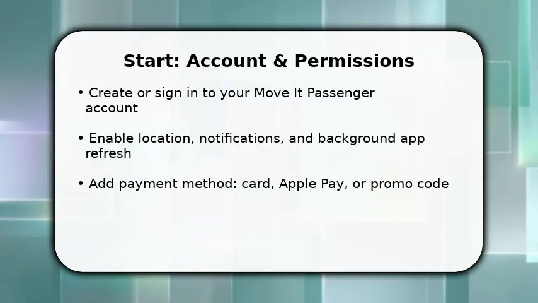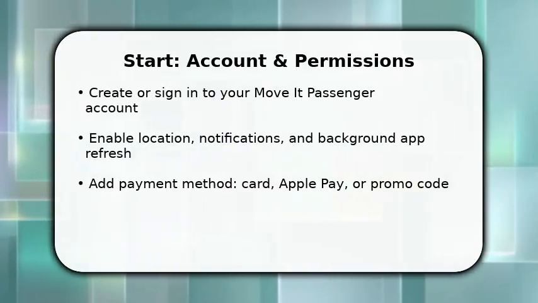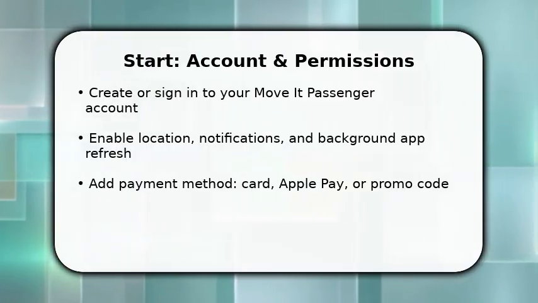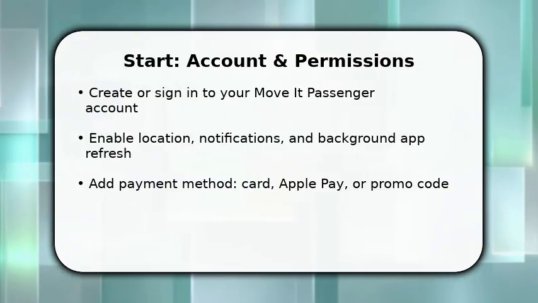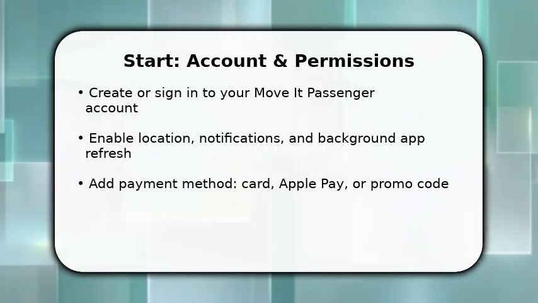You'll begin by signing into Move It Passenger and granting essential permissions so the app can locate you and send updates. Enter your phone number, confirm via SMS, and add a payment method. This enables instant booking. Once done, set a default home or work address to speed up future trips.